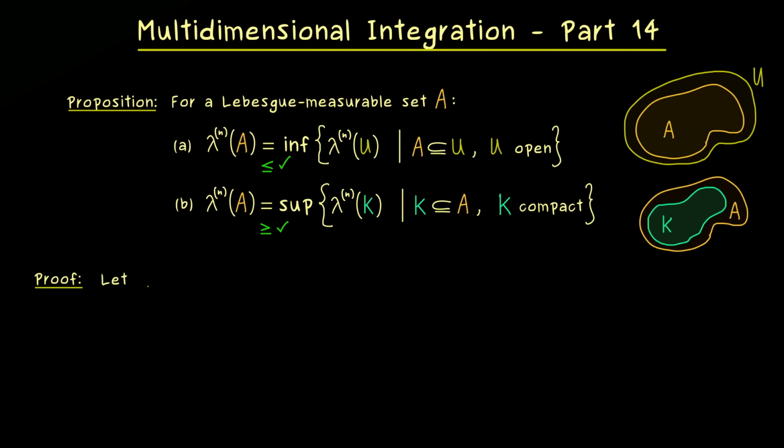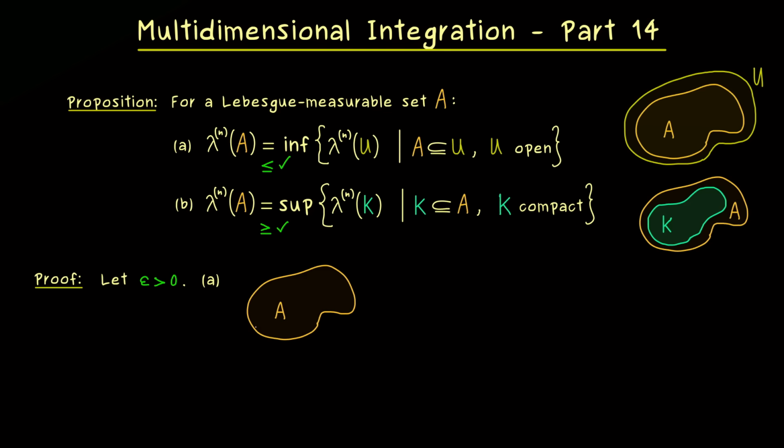And in order to show this approximation, it's good to have a fixed distance that we can call epsilon. So this epsilon is completely arbitrary and it can be as small as we want. Okay, then let's start with the first case, where we already know that we come from the outside with a larger set.